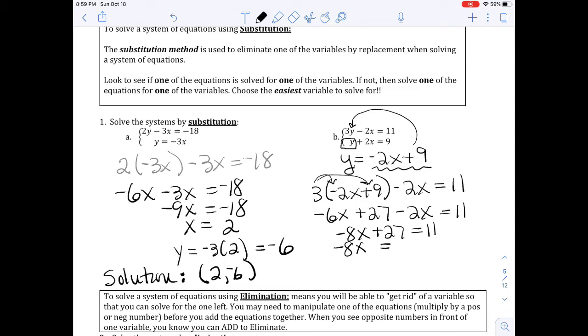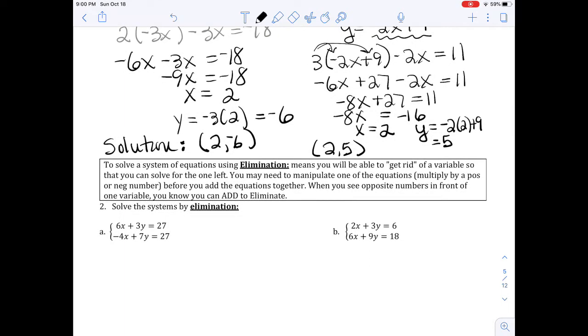Negative 8x equals 11 minus 27, which you can do with or without your calculator. It turns out to be a negative 16. Divide by negative 8, so x equals a positive 2. Now you can take that positive 2 and you can substitute it back into either equation to solve for y. So y equals negative 2 times 2 plus 9. That's negative 4 plus 9, which is 5. So your solution is 2 comma 5. So did you get it right?